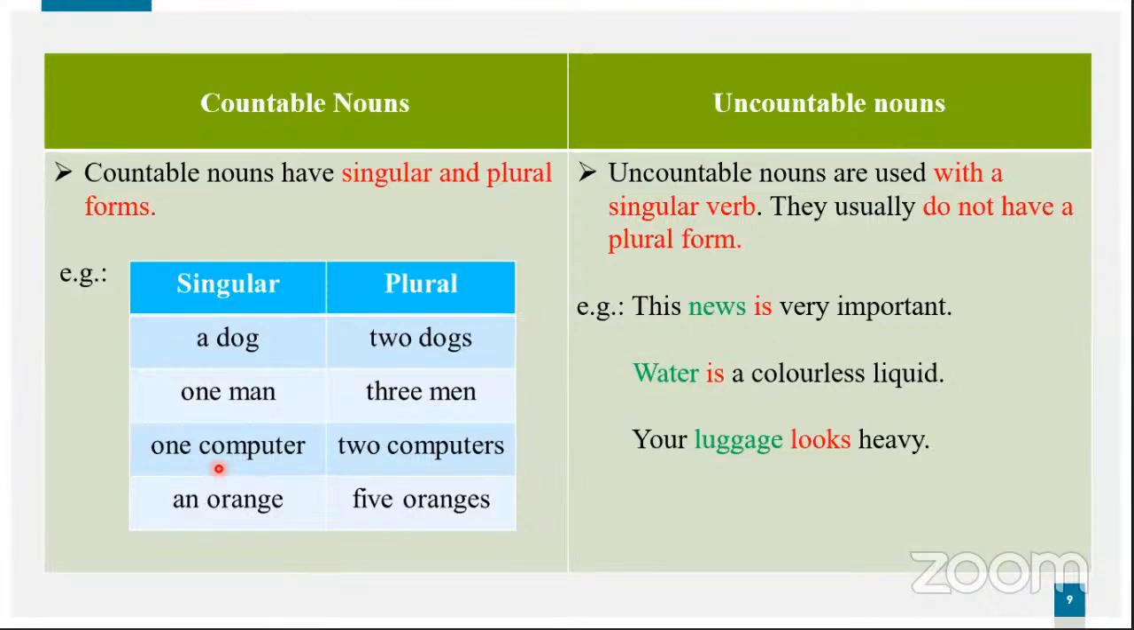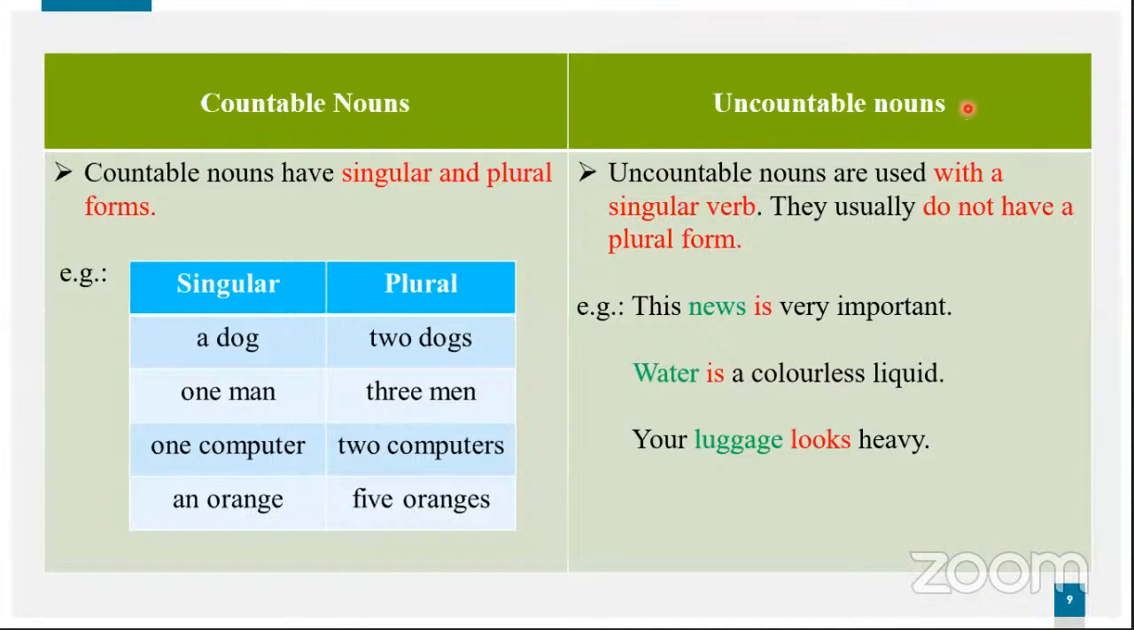One computer and two computers, right? This is singular, this is plural. Next one, an orange. Five oranges. So in countable nouns, there are singular and plural forms. It's a main difference. So you can identify singular and plural forms in countable nouns.